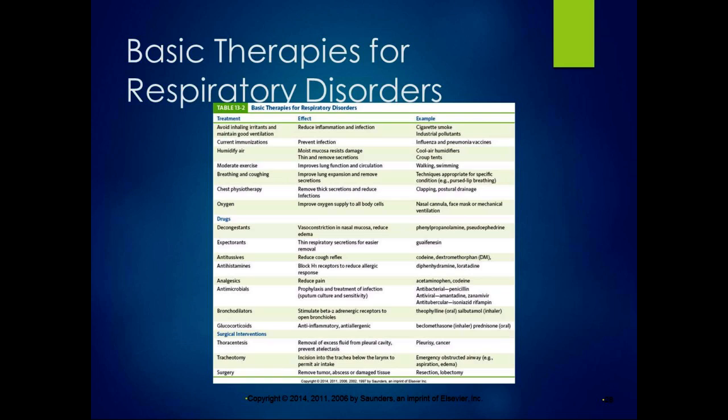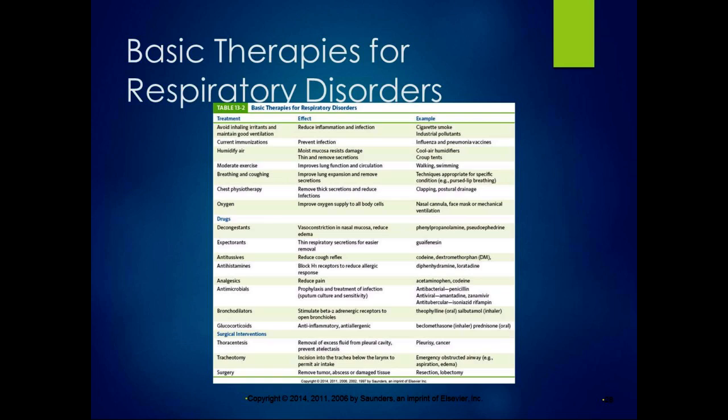So this table is from the book, and it's basic therapies for respiratory disorders. It's on page 284. They talk about all sorts of different therapies. So like avoiding irritants, current immunizations, humidifying the air, moderate exercise, all the way down to surgery. So you can take a look at all those different things. It has the treatment, the effect, and the example.